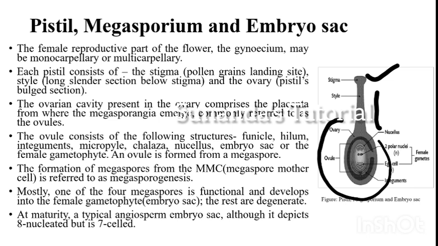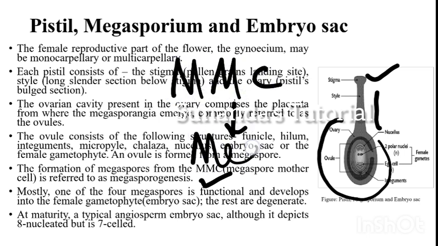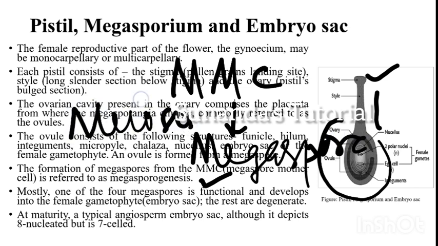Ovule is formed from a megaspore. So as in the case of male gametophyte, female gametophyte also shows megasporogenesis from megaspore mother cell. 4 megaspores will be formed by the process of meiosis. This process is called megasporogenesis. So 4 megaspores will be formed, and from that only one will be functional, and form the whole embryo sac. A typical angiospermic embryo sac consists of 8 nucleated and 7 cell structure.